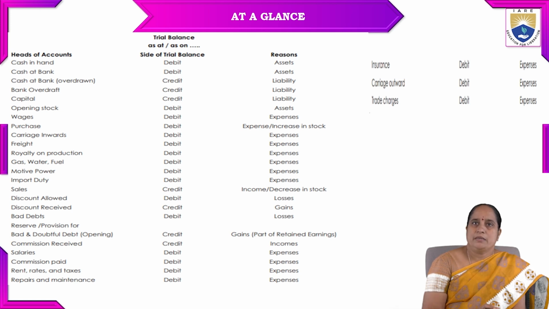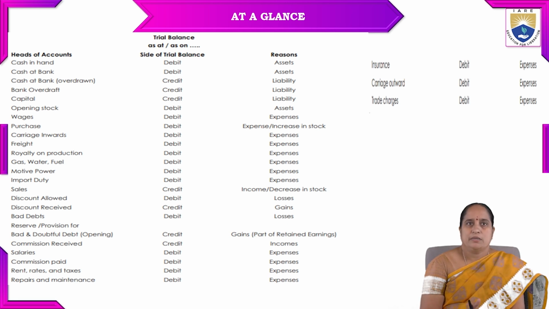Whereas coming to income and decreasing stock, discount received is on the credit side. Discount allowed, debit side, losses. Credit side, gain. Bad debts recovered, credit, is a gain. Reserve or provision for bad and doubtful debts, opening, is a credit, so it is a gain; maybe immediately you may not get it, but in the future you may get the same. Salaries, expense, debit. Commission paid, expense, debit. Rent, rates, taxes, again an expense, so it should be mentioned on the debit side.